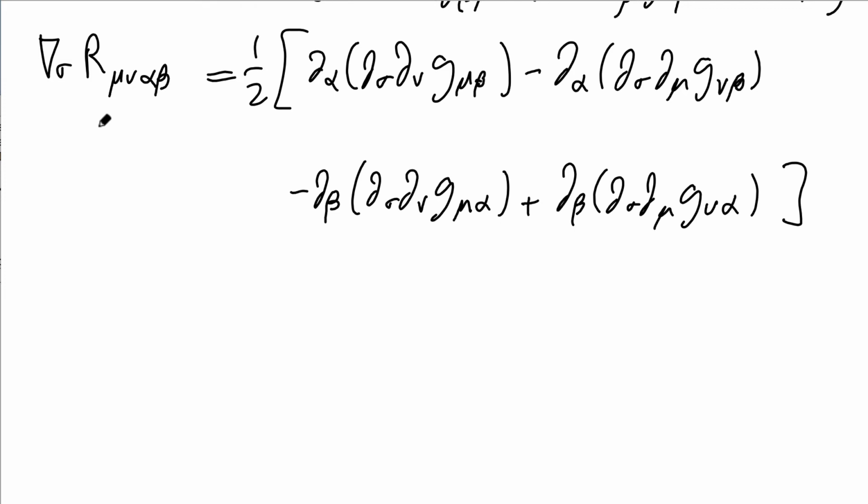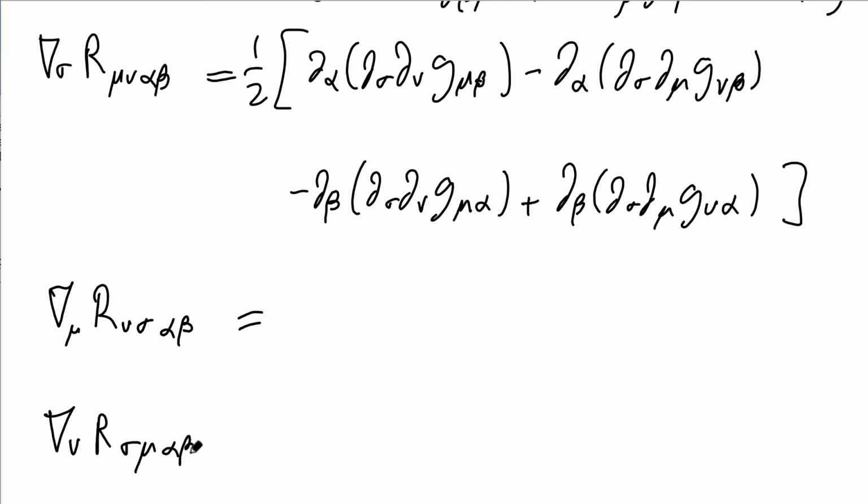The Bianchi identity is obtained from the derivative of the Riemann tensor with the first three indices cyclically permuted, so combinations of those expressions. So let me write this down, cyclically permuting the first three indices. So this is del mu R nu sigma alpha beta, and we'll permute the indices once again. This would be del nu R sigma mu alpha beta.